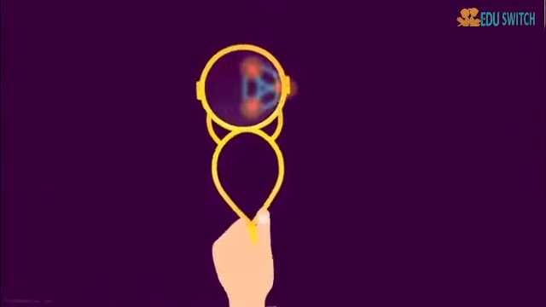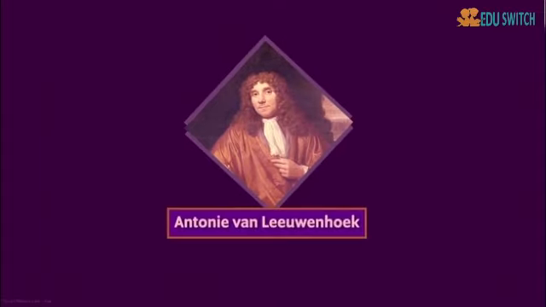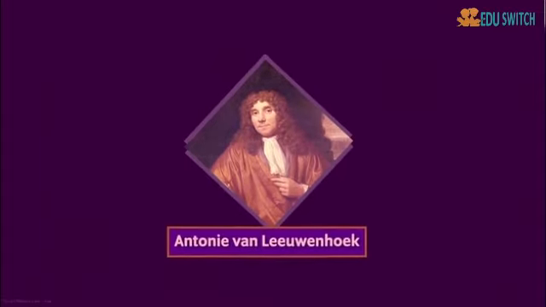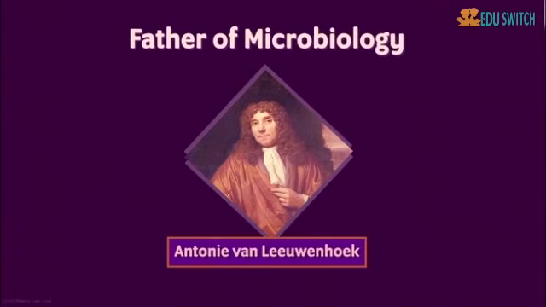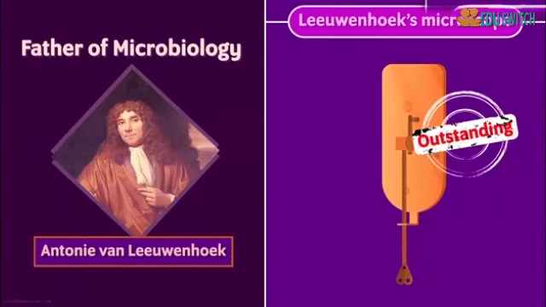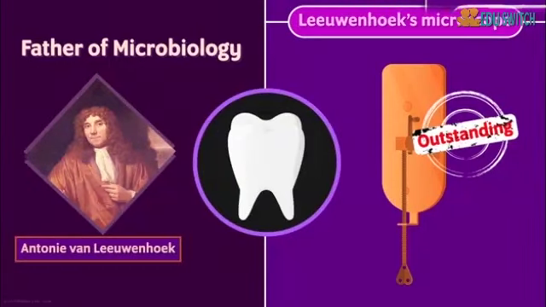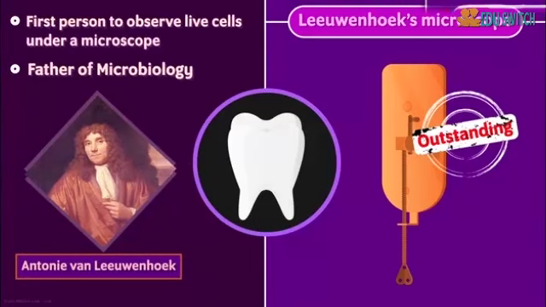Fascinated by glasses and lenses, a Dutch businessman made his own microscope. He was none other than Anton van Leeuwenhoek. Most commonly referred to as the father of microbiology, he came up with an outstanding model of a self-designed microscope which is believed to be better than many microscopes available today. The height of his fascination made him check even the dental scrapings under the microscope. Although it sounds weird, that is how he became the first person to observe live cells under a microscope.